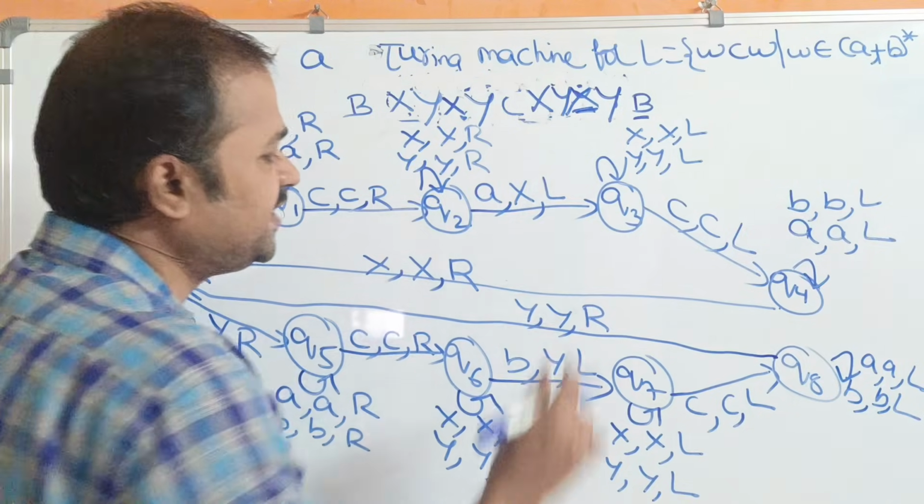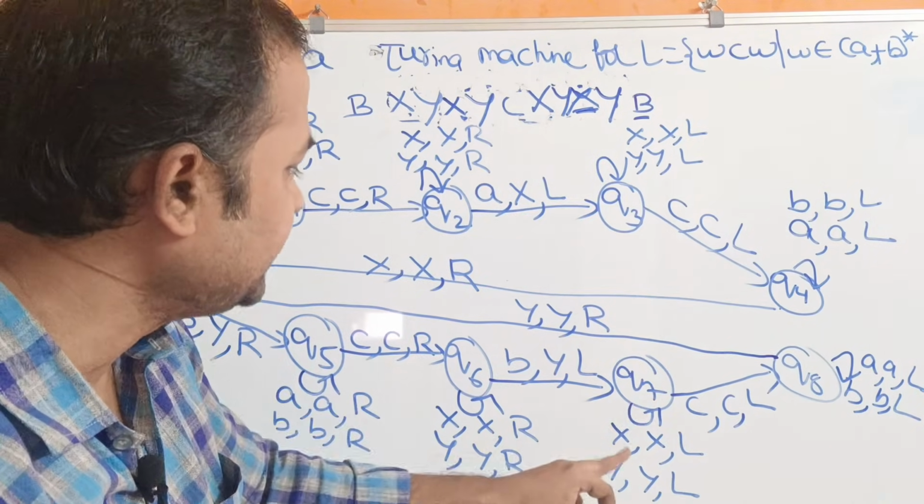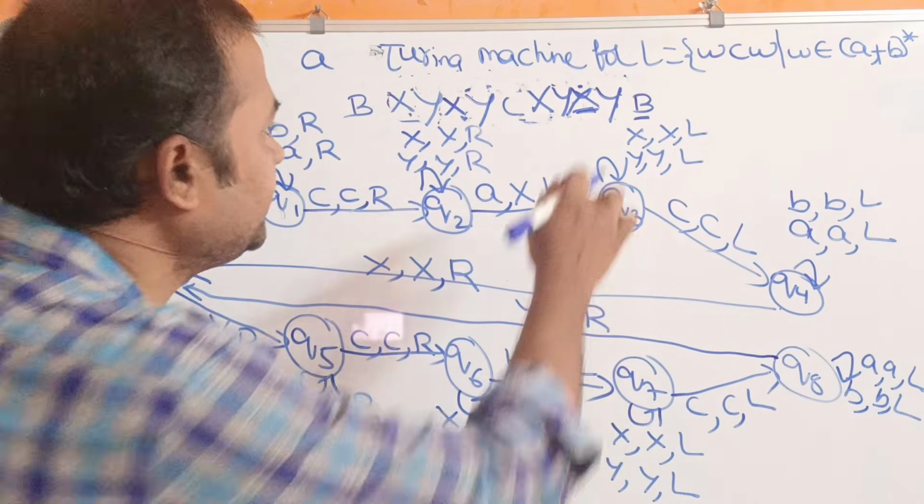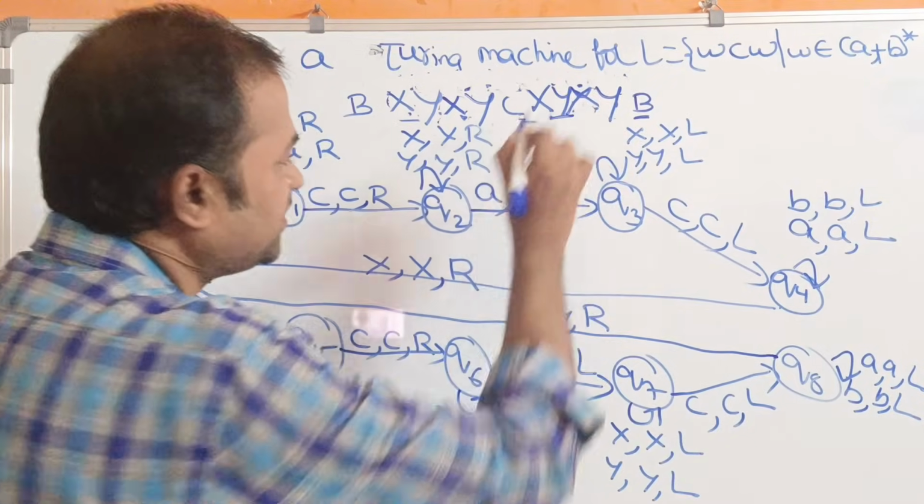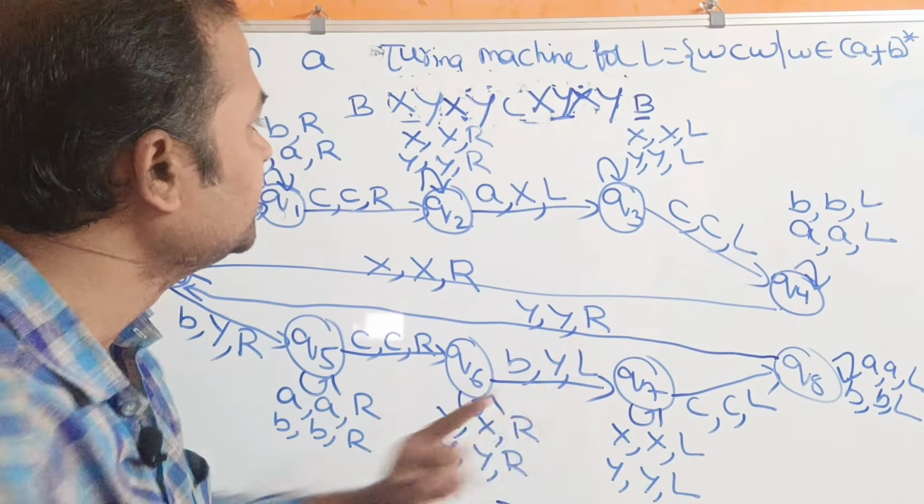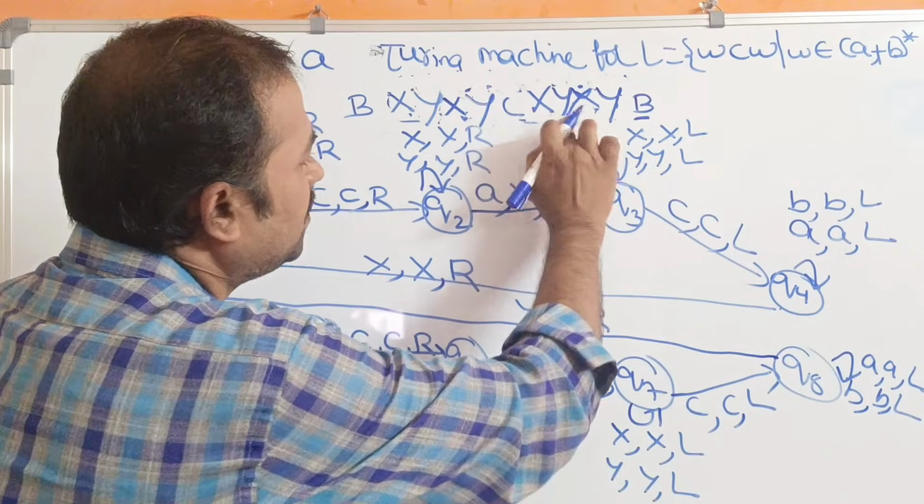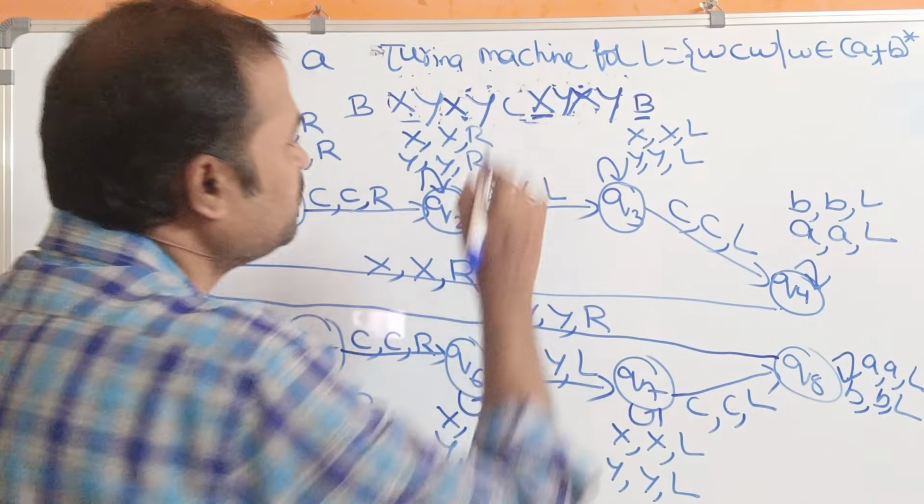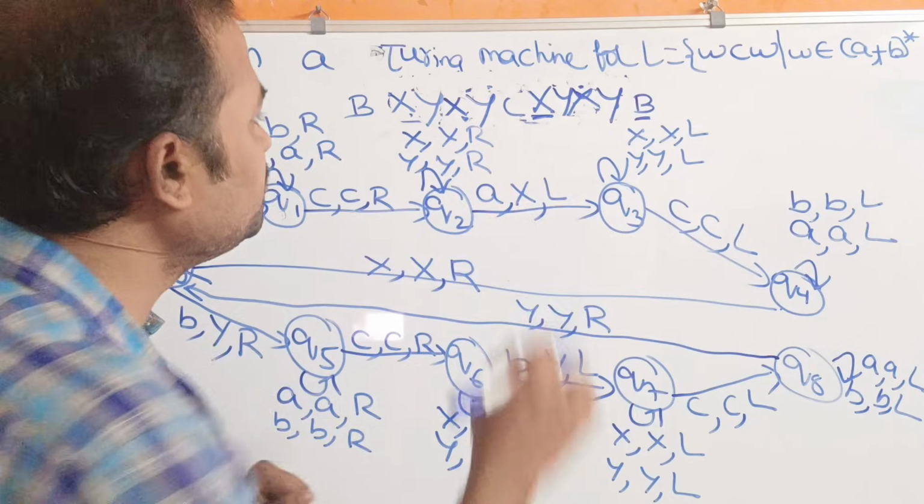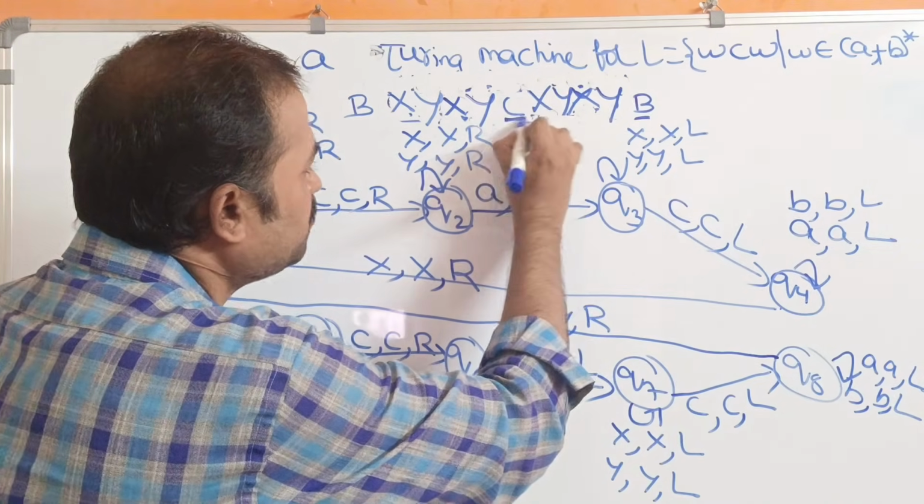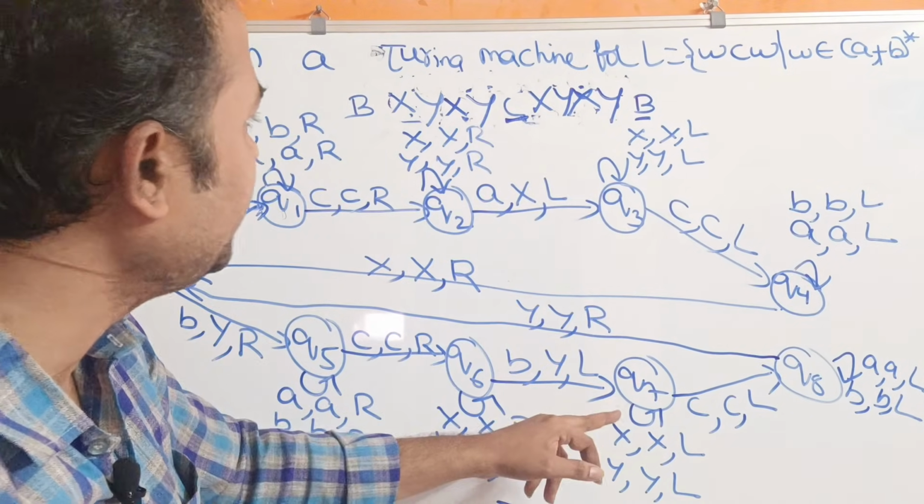Okay. So now we are at X. So X on Q7 means X only, but move the head towards the left. Next, Y on Q7 means Y only, but move the head towards the left. Next, X on Q7 means X only, but move the head towards the left.